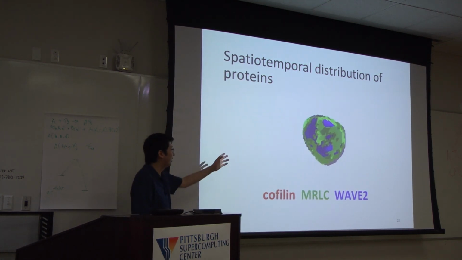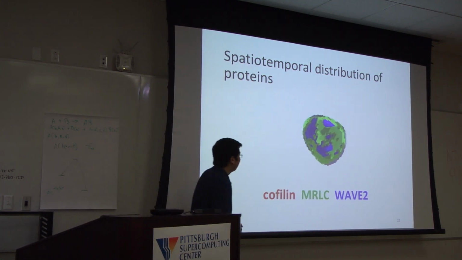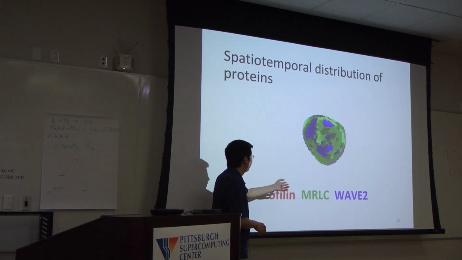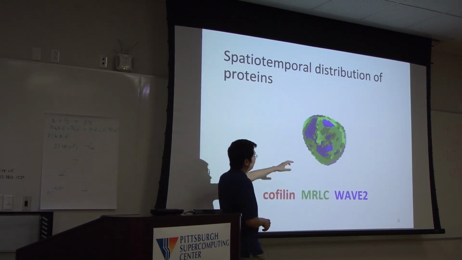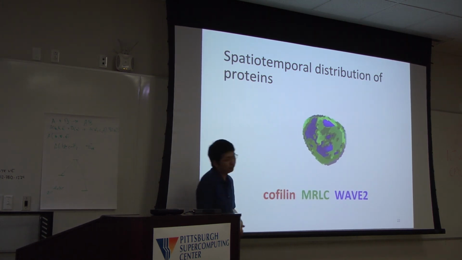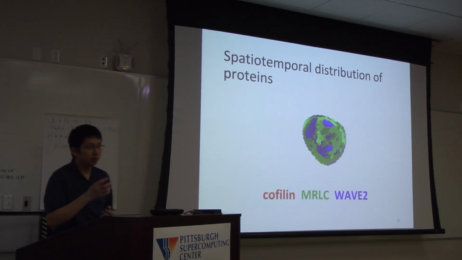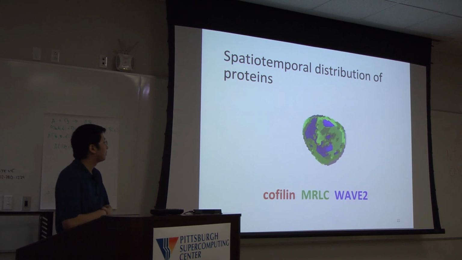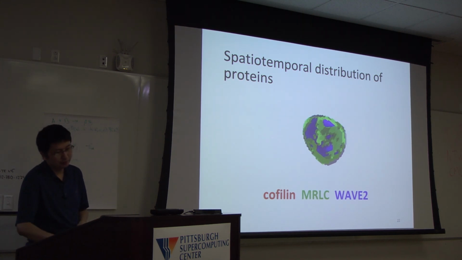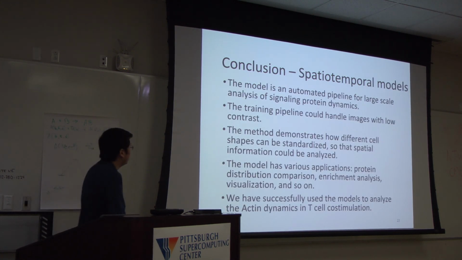Here we show the protein distribution of 3 proteins, with different colors, and we do a thresholding of the protein distribution. So these are binary for each protein, and we can show how their intensity changes across time and space for this protein.